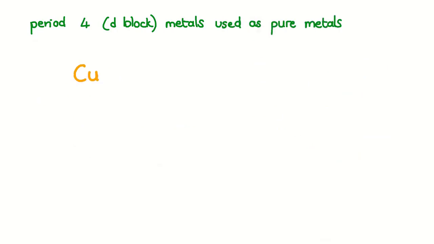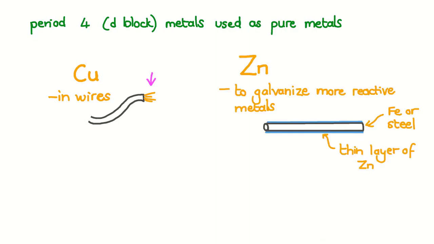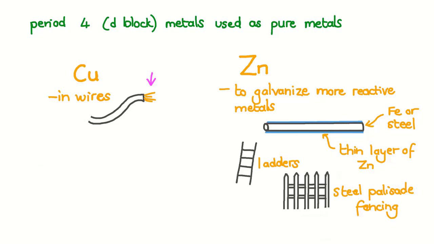For example, copper. The vast majority of electrical wires are made from copper. Zinc is used to galvanize more reactive metals, for example, iron or steel. A thin layer of zinc is coated onto the steel. This protects the steel from exposure to oxygen and water vapor in the air, which would corrode it. Many steel structures can be galvanized, for example, ladders, steel palisade fencing, and balustrades.